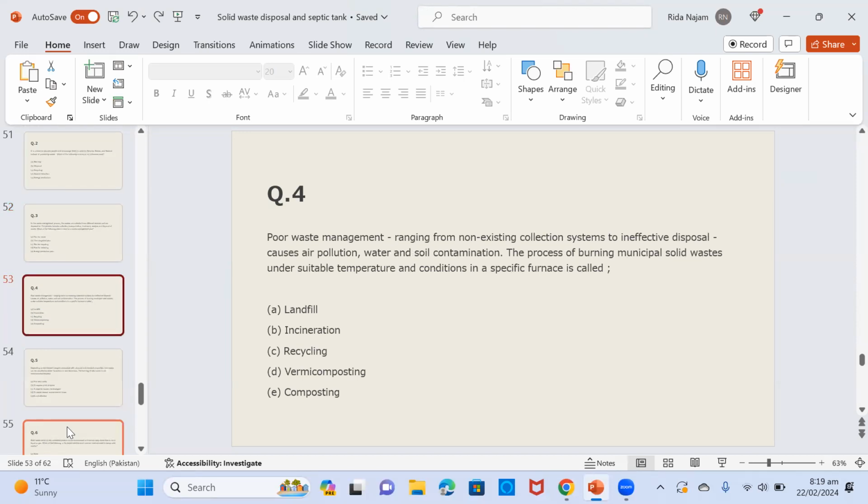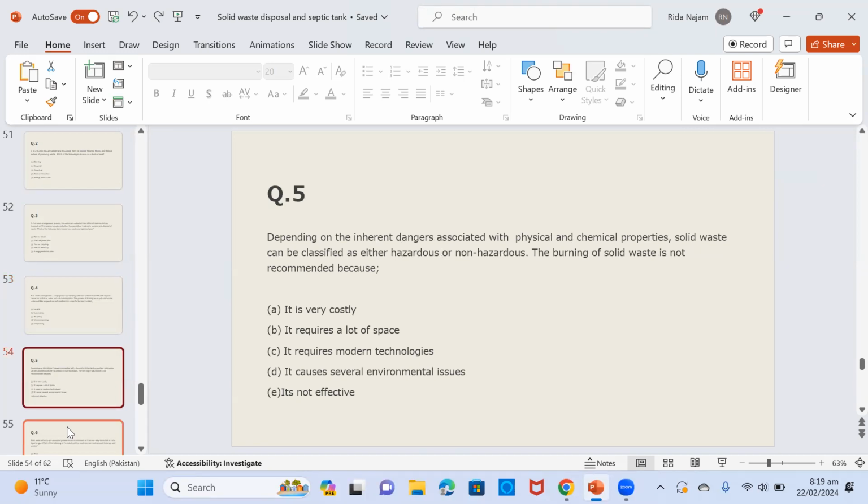Question 4. Poor waste management, ranging from non-existing collection systems to ineffective disposal, causes air pollution, water and soil contamination. The process of burning municipal solid waste under suitable temperature and conditions in a specific furnace is called A. Landfill, B. Incineration, C. Recycling, D. Vermicomposting, or E. Composting. C. No, the process is incineration because it's burning.